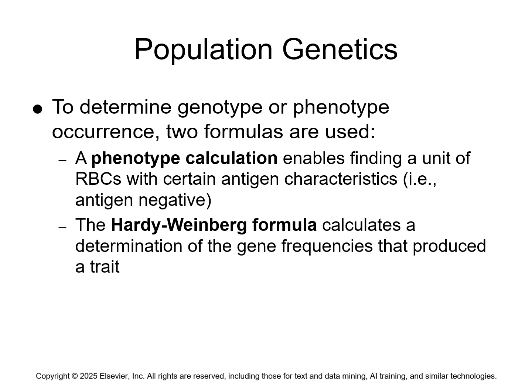To determine genotype or phenotype occurrence, we use two different formulas in the blood bank. The first one is called the phenotype calculation, and the second one is called the Hardy-Weinberg formula. We'll go through both of these. A phenotype calculation enables finding a unit of red blood cells with certain antigen characteristics like antigen negative. The Hardy-Weinberg formula creates a determination of the gene frequencies that produce a particular trait.